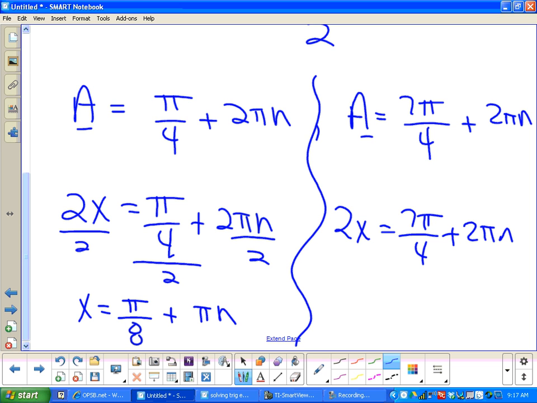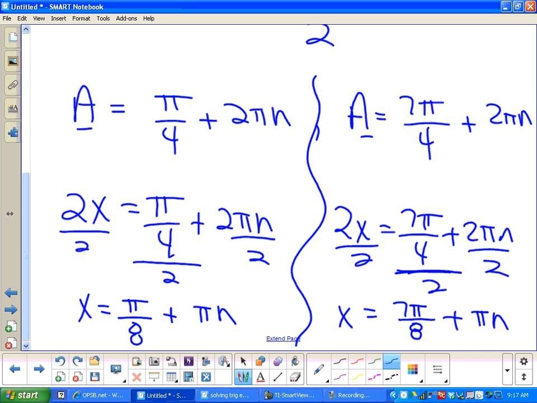Okay, now same thing over here. Divide everything by 2. So we get x equals, now what's 7 pi over 4 divided by 2? Right. Yes? Okay. Plus pi n. Okay.